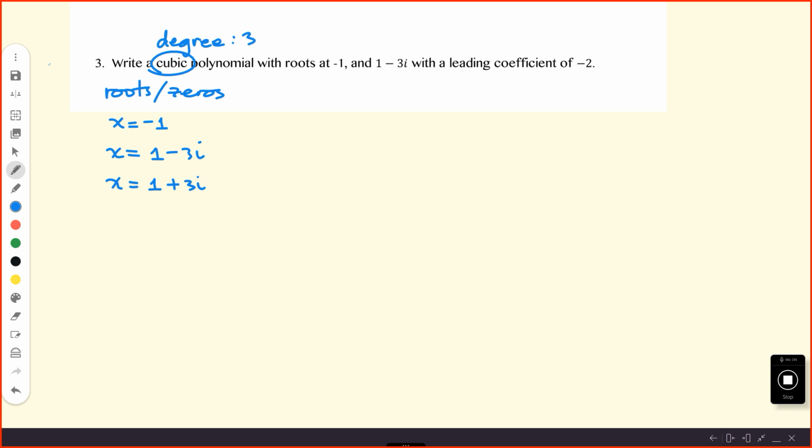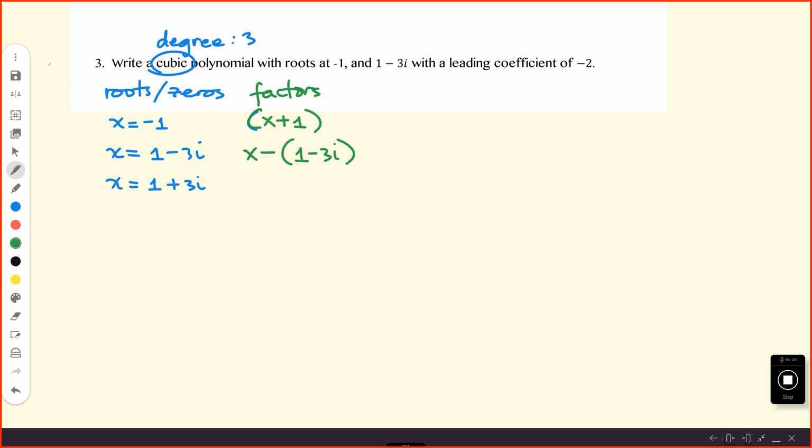Make sense? Okay, so we got all these 3 roots. Again, we should only have 3 because that's degree 3. Now, the goal is to write these as factors, right? So what's the factored form of x equals -1? Simple. That's x plus 1. Well, what about x equals 1 minus 3i? What's the factored form? So Rowan is saying x minus 1 minus 3i.